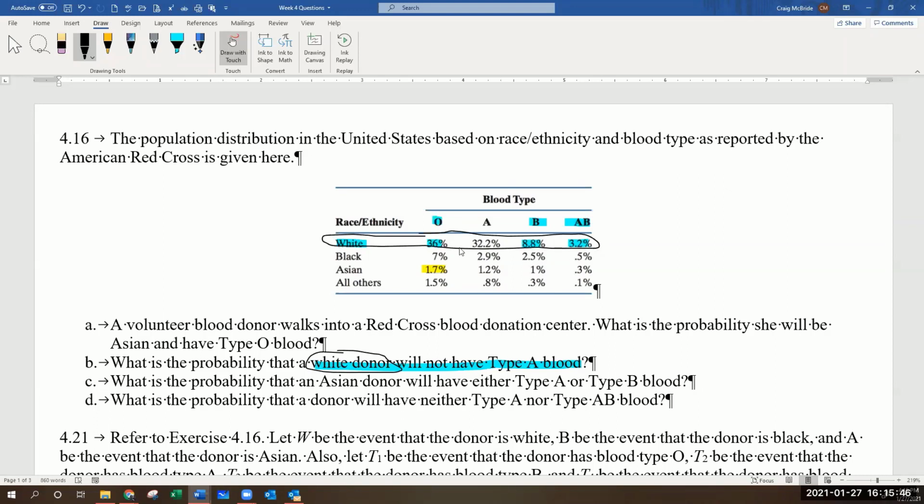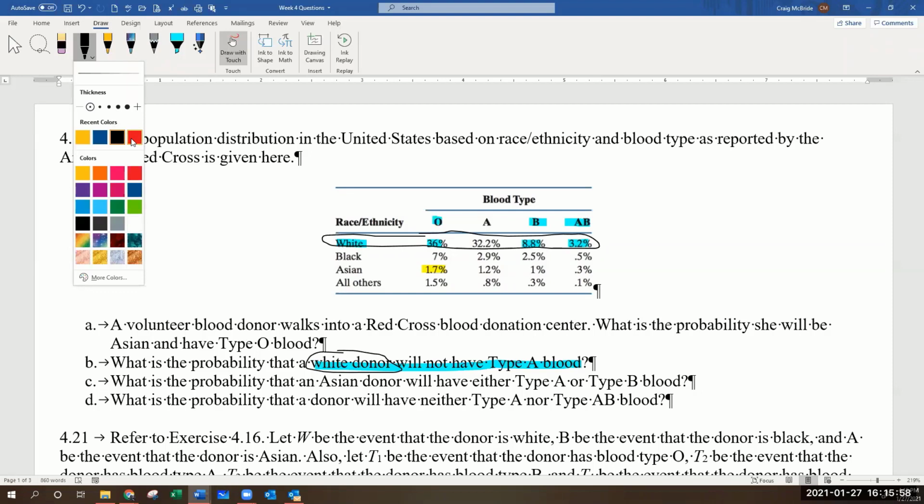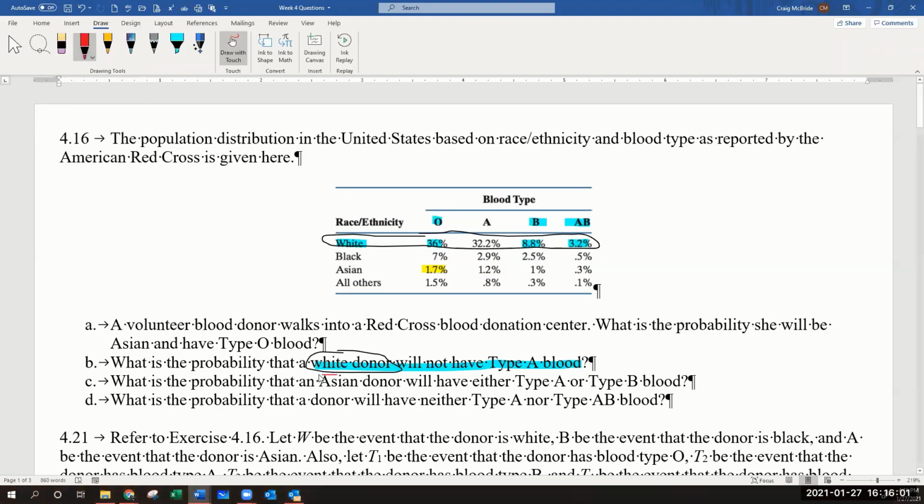So we're not dividing by 100%, we're dividing by this, which is 0.802, so just a little over 80%. And the same thing is going to happen with these other ones. When it says the probability that an Asian donor will blah, blah, blah, that becomes a given condition. So we're now looking at just the Asian donors. That becomes our new total. So we're going to divide by whatever this number is, which ends up being like 4.2%.